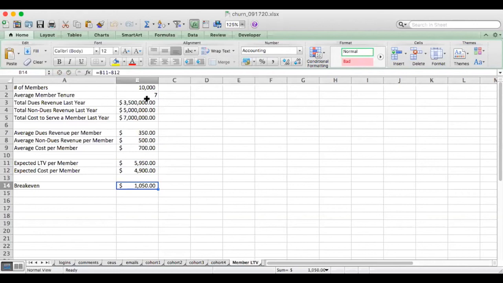So this is the highest amount of a discount, in whatever form, that you could give to a member and still expect to make some sort of funding from that member over the lifetime that they're with your organization.